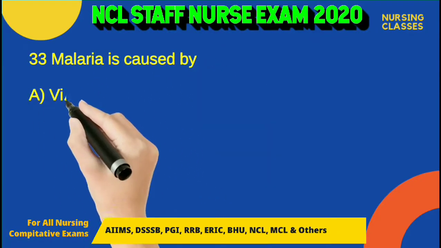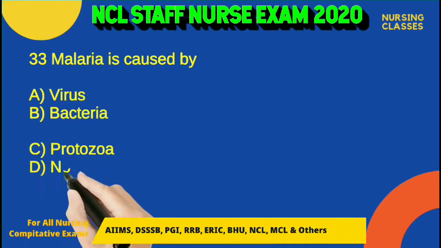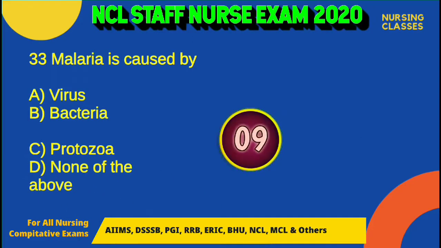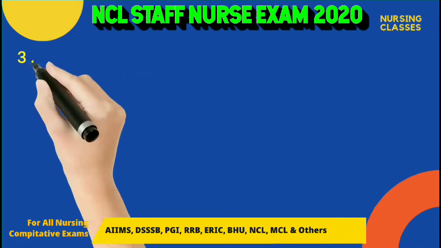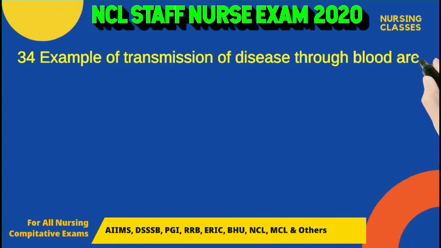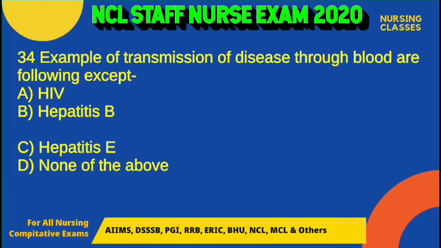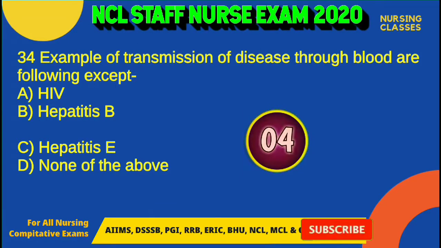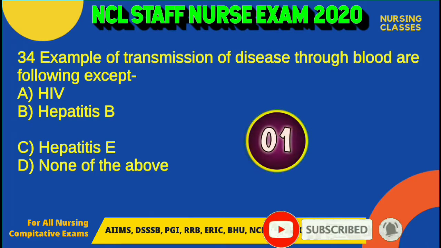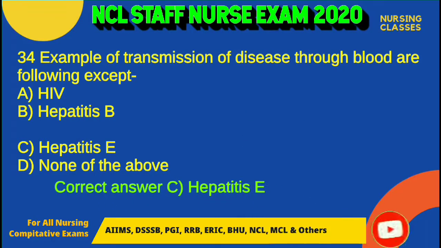33. Malaria is caused by A. Virus. B. Bacteria. C. Protozoa. D. None of the above. Correct answer C. Protozoa. 34. Examples of transmission of disease through blood are the following except A. HIV. B. Hepatitis B. C. Hepatitis C. D. None of the above. Correct answer C. Hepatitis C.